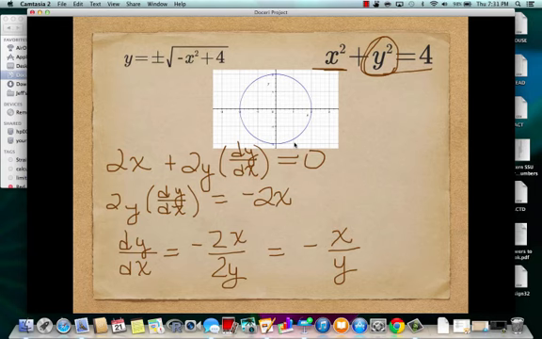And if I plug in 0 for x and 2 for y, I get negative 0 over 2, which is 0. And if we look at that point, 0, 2, right here, the slope of that line at the point 0, 2 is indeed 0. And same thing if I plug in 0, negative 2, which is 0 over negative 2, which again gives me 0, which gives me this point right here, where again the slope is 0 at that point. Okay, so let's move on.